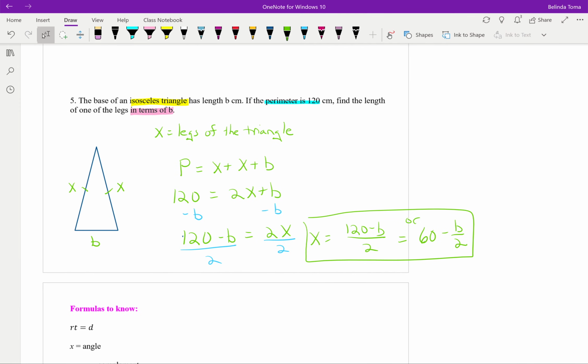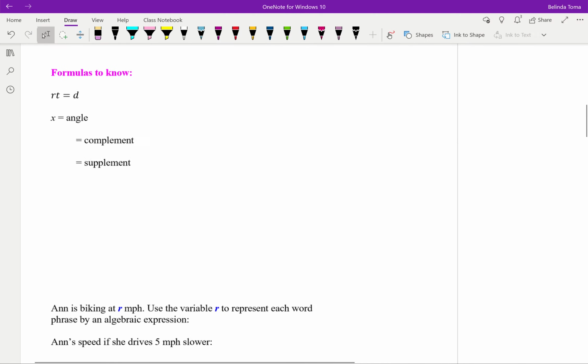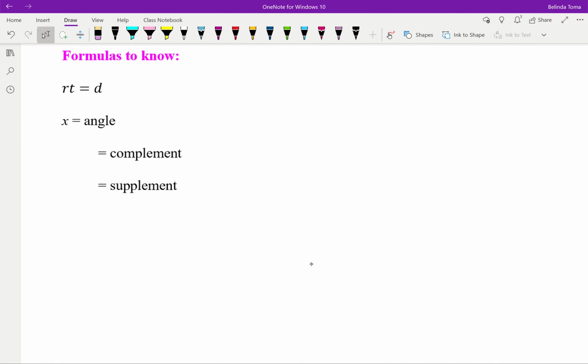All right, so again, terminology is important, and we need to know an isosceles triangle has at least 2 legs that are the same. All right, so some formulas. We're going to be working with our distance formula. This stands for rate times time equals distance, and so we'll see that used in our chart format that we've done before. We want to know some things about angles, and if we have x as an angle, then if we want its complement, the complement and its angle always add up to 90 degrees.